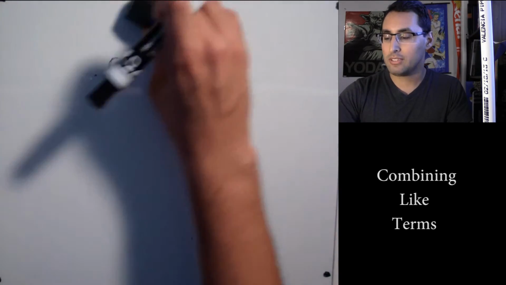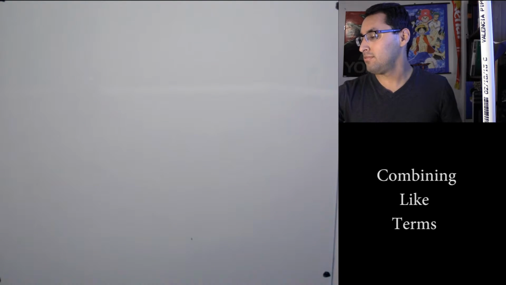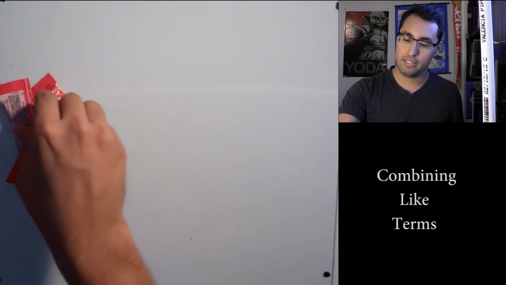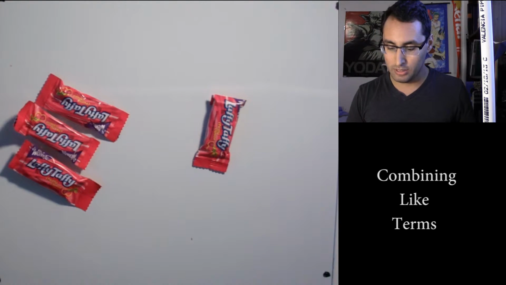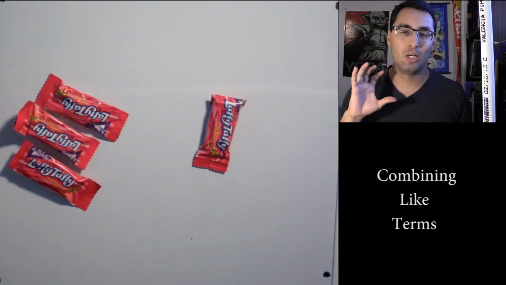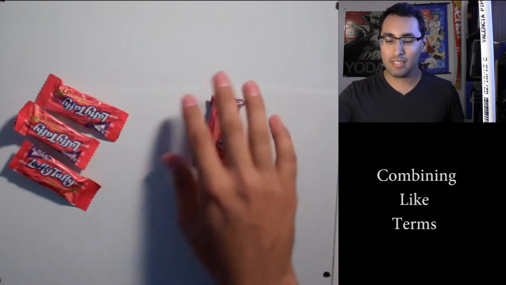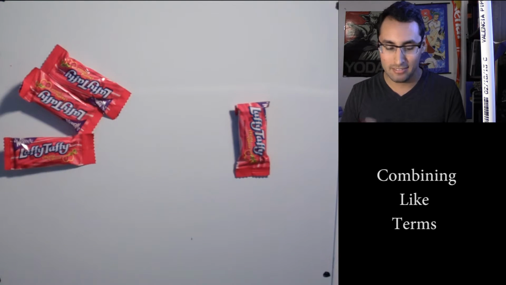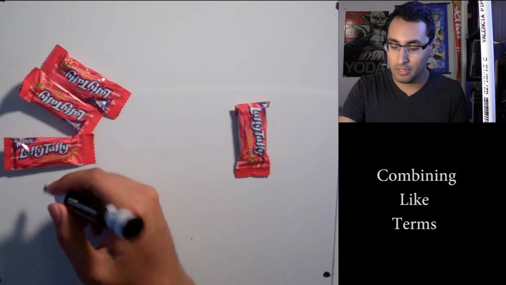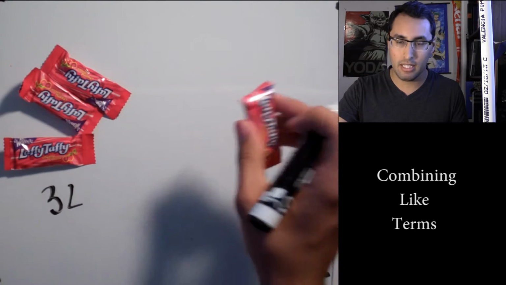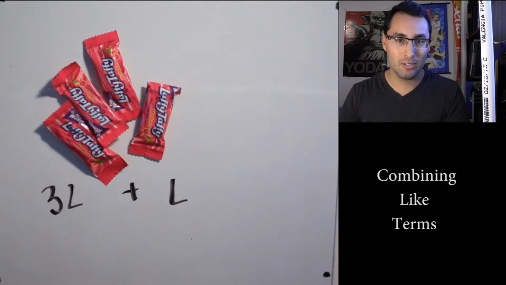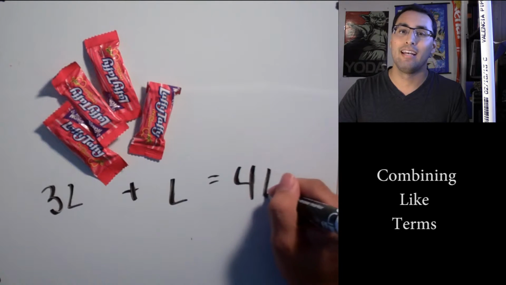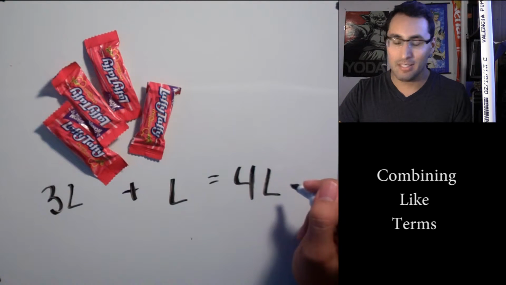Before I go to the next one, I'm just going to show you something. So here displayed is I have a couple of Laffy Taffies, which I'm pretty sure expired long ago. Let's say 3 Laffy Taffies, these are the same thing, so I'm going to put 3L. And I'm going to add this other one, plus a Laffy Taffy. If I have 3 Laffy Taffies plus another Laffy Taffy, we all together have 4 Laffy Taffies.